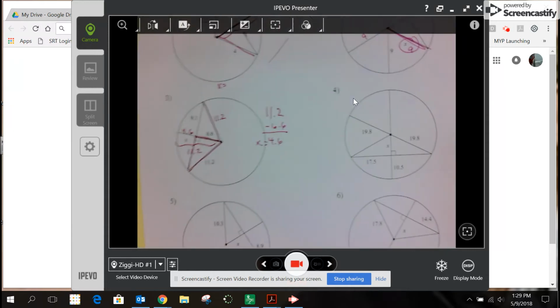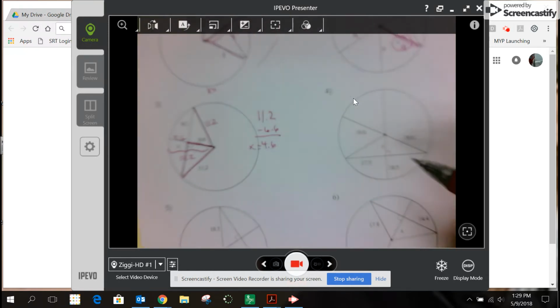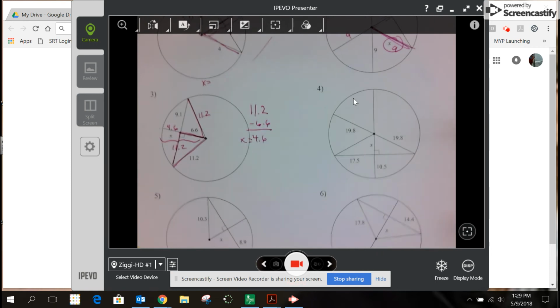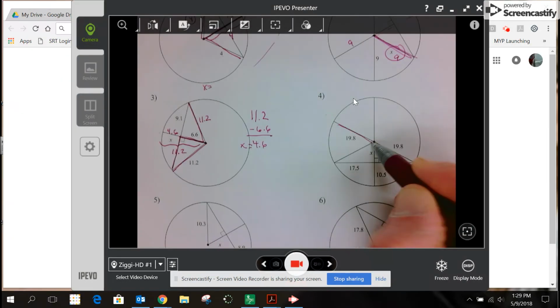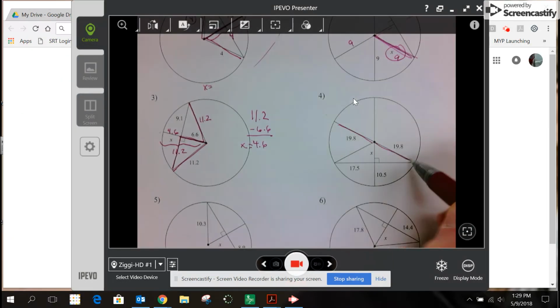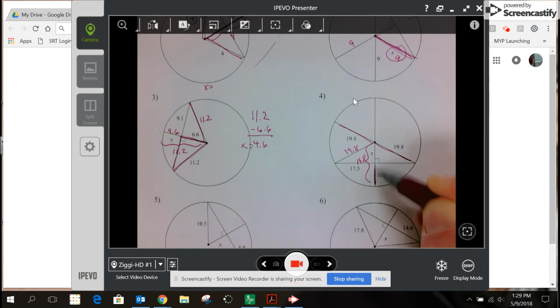Go to number 4. Got the radius. Need to write the radius here. So this time they give me this outside piece as 10.5. I need to find x. The whole thing is 19.8 minus 10.5 gives me 9.3. Okay, so again, write the radius, pretty straightforward.